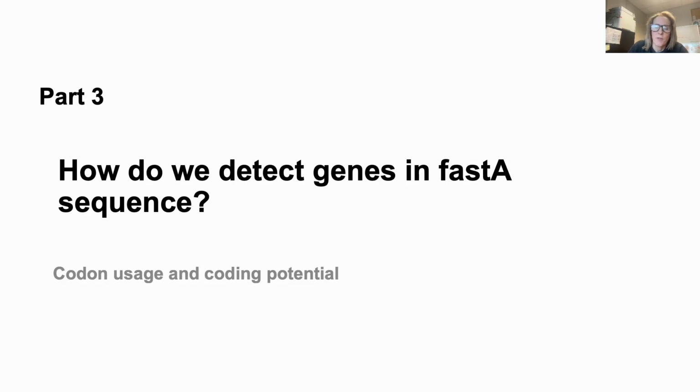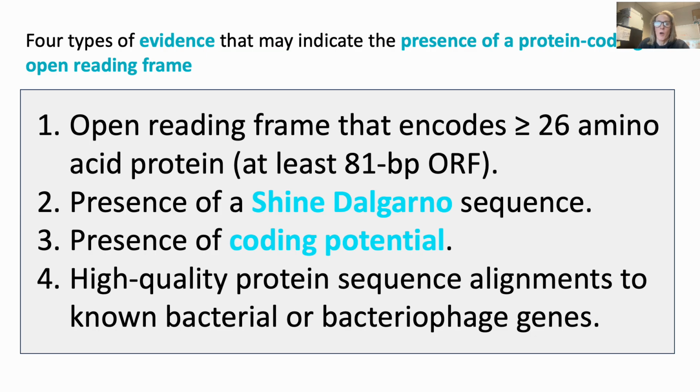Okay, this is part 3 in our 4-video series of predicting genes in a genomic DNA sequence. In this video, we will learn how genes are identified within a FASTA sequence based on codon usage and coding potential. There are 4 types of evidence that may indicate the presence of a protein coding open reading frame in a phage genome. First, an open reading frame that is long enough to encode a protein of at least 26 amino acids, thus an open reading frame that is greater than or equal to 81 base pairs.